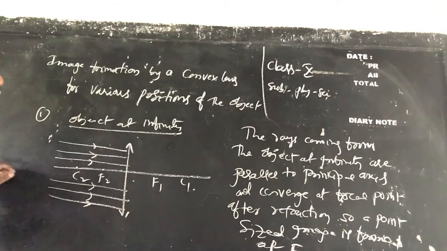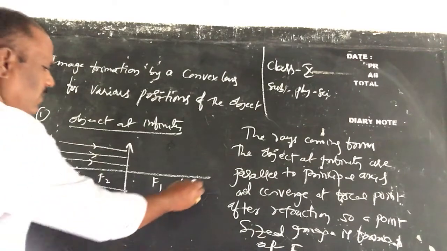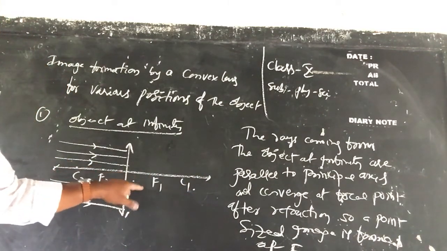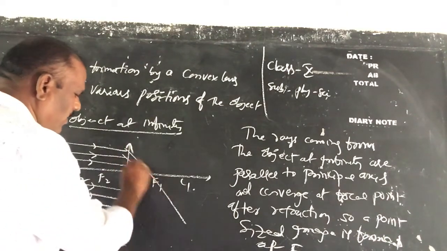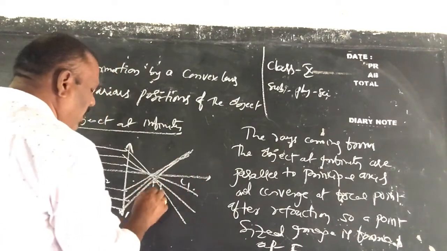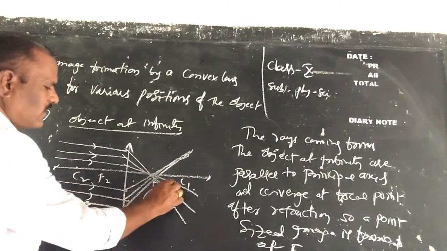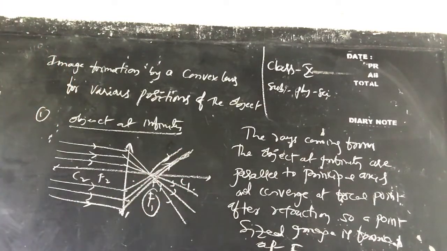Traveling parallel to the principal axis and converging at the focal point. Converge at focal point F1, children.